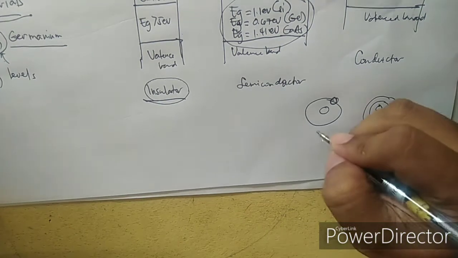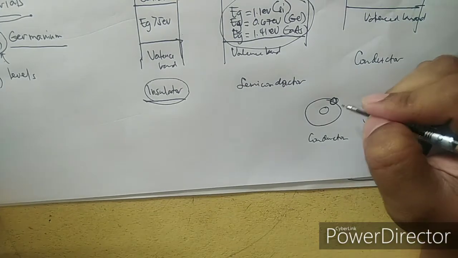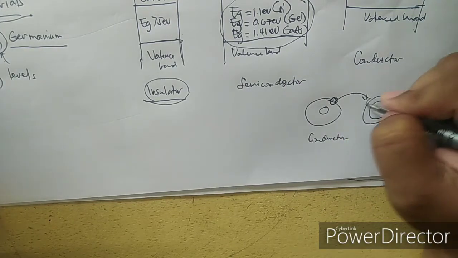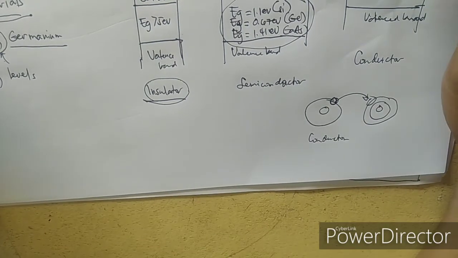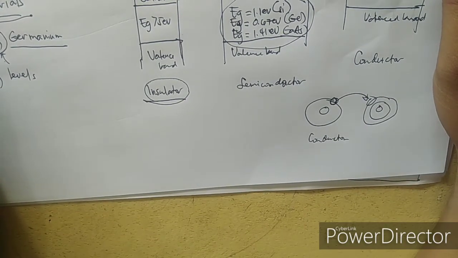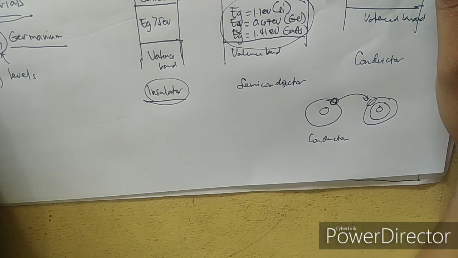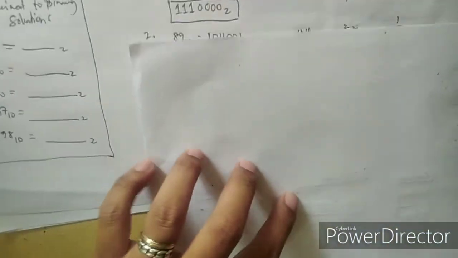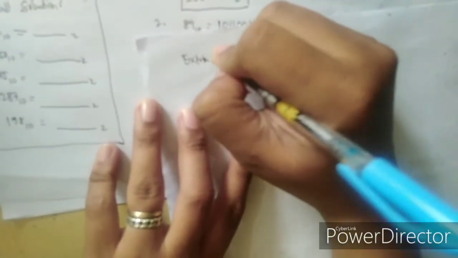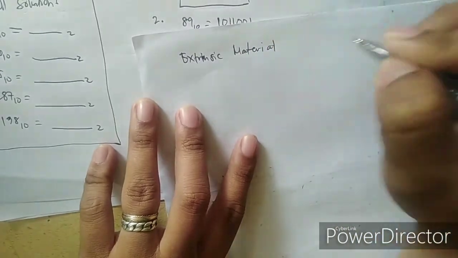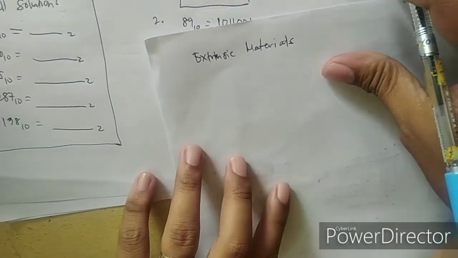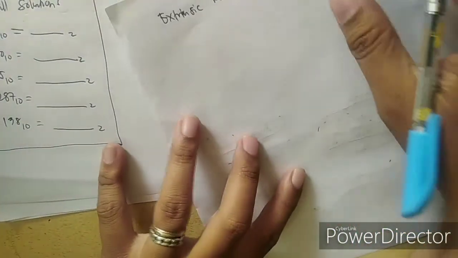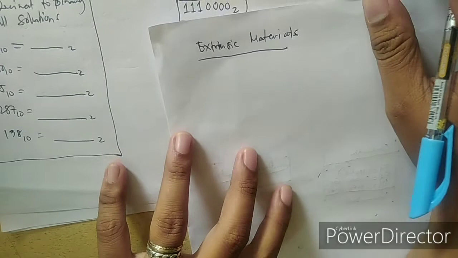Since this is a conductor, it's easy for the valence electron to jump to another atom. If there are intrinsic materials, there are also extrinsic materials. The intrinsic materials are pure materials, so no impurities. On the other hand, in extrinsic materials, impurities are present.